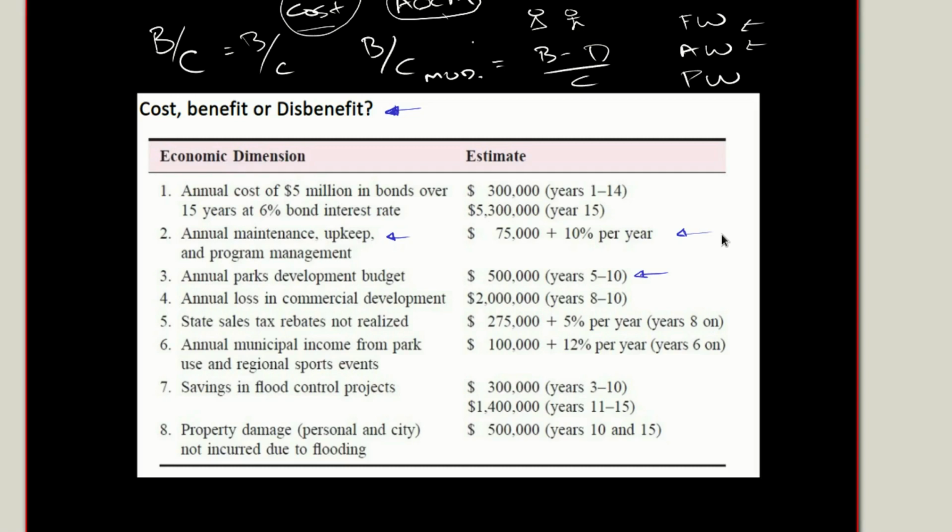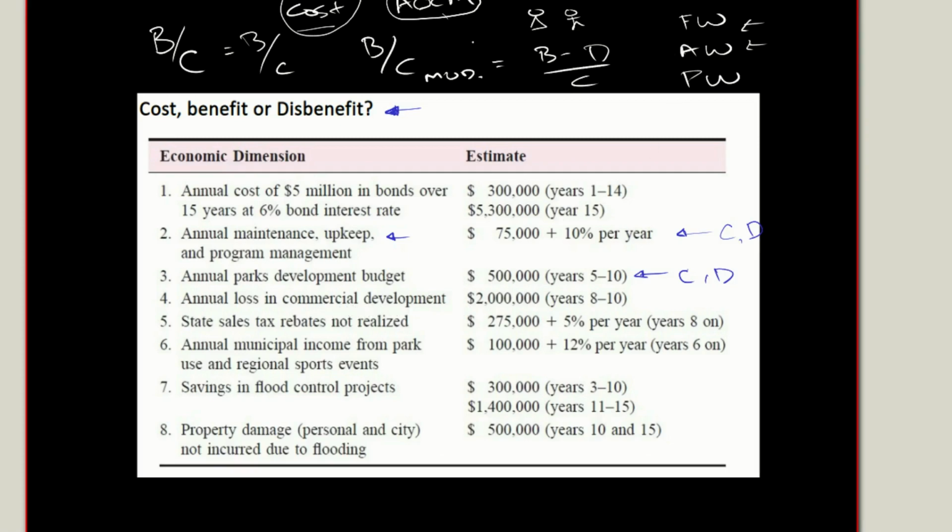And so you could view this, if we're going to do a standard view of this, let's say from the city's perspective, right? This is going to be a cost, right? And this is going to be a cost. Now, you could be the type of economist that argues this is a burden being placed upon society, and this is disbenefit. This is a disbenefit. Annual loss in commercial development. Right now, annual loss in commercial development.